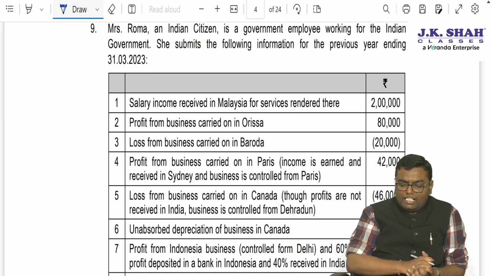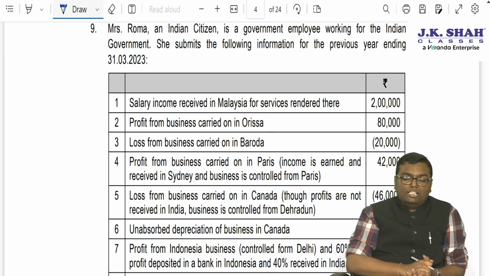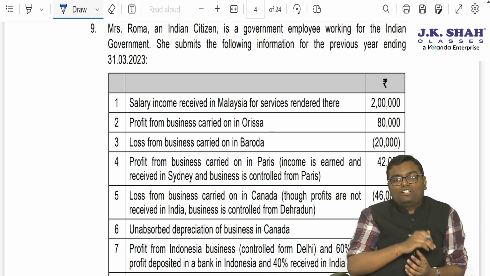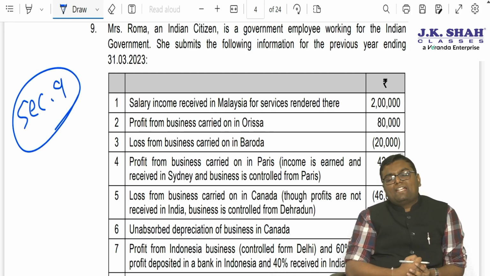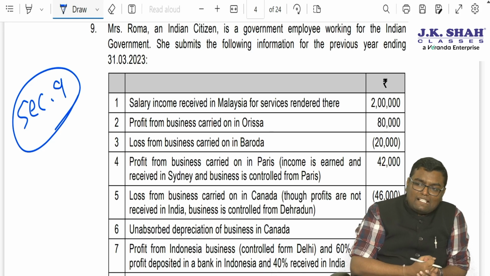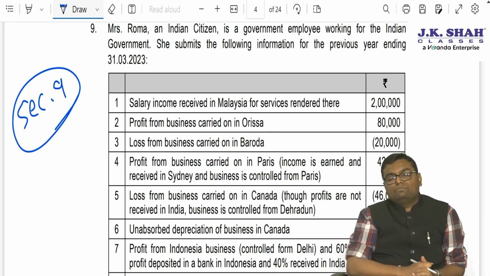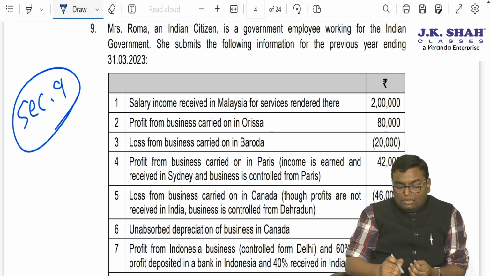Salary income received in Malaysia for services rendered there. So generally we see this is the income accrued outside India, received outside India, not taxable to RBNOR, not taxable to non-resident. However, please remember, they have said she is a government employee. So who is paying salary to her? Government of India. As per section 9, deemed to accrue or arise in India, if salary is paid by Government of India, then that salary will be deemed to accrue or arise in India. If the salary is deemed to accrue or arise in India, that will be taxable to RBNOR, even that will be taxable to non-resident.